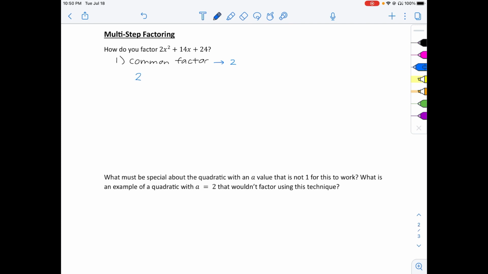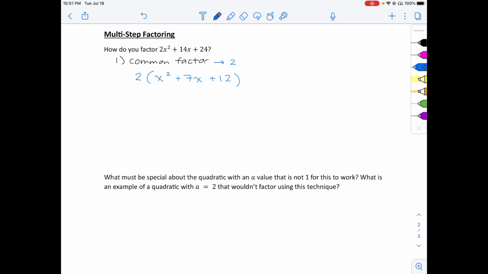I'll have the 2 in front. Okay, that's what we do with common factoring. And then because I started with 3 terms, I will have 3 terms in the bracket. Okay, so 2x squared divided by 2 is just x squared. Okay, and remember that the numbers only interact with numbers. Okay, the x squared and the x just stay the same. So 14 divided by 2 is 7, and the x stays there. And then 24 divided by 2 is 12.